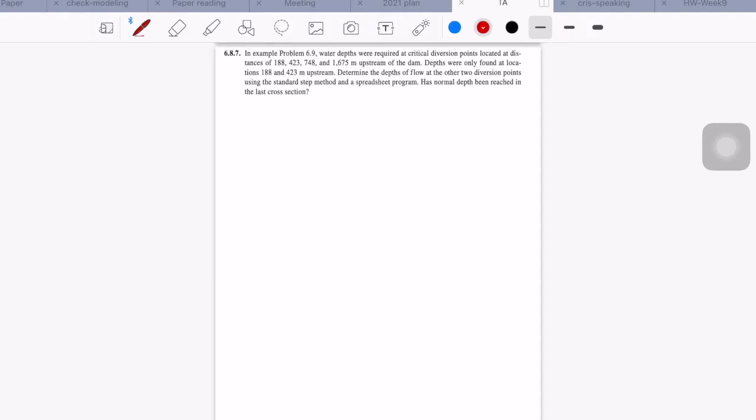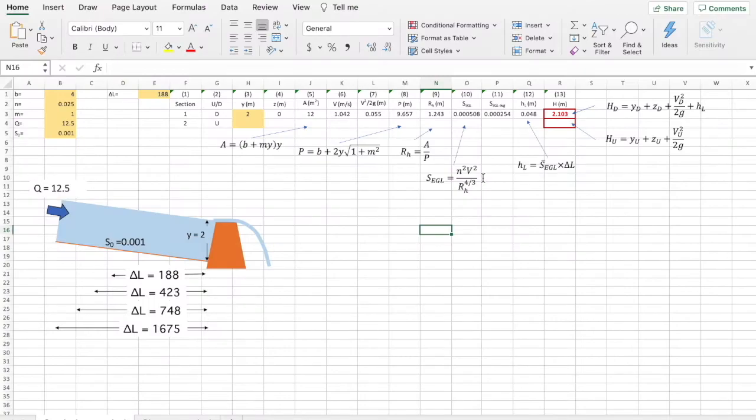So we need to determine the depth of the flow at the other two diversion points. So the points are 748 and 1675 meters, using the standard step method and a spreadsheet program, with the normal depth being reached in the last cross section. To solve this problem, we can use an Excel file in the Week9 section on the cross site.